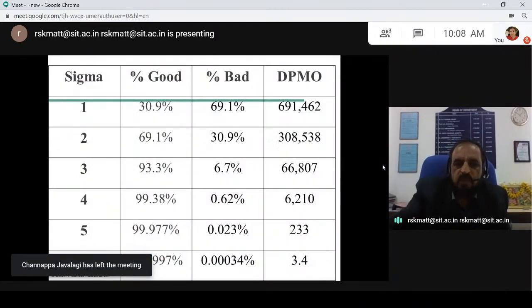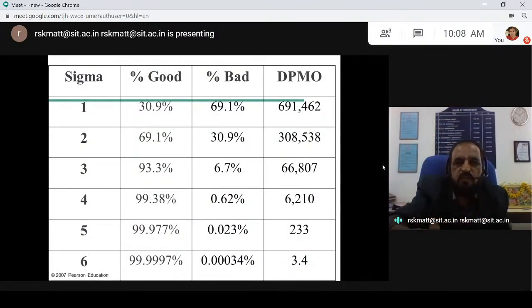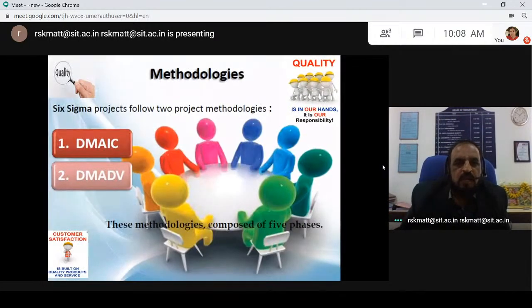These are all things you have already undergone. This table specifies which is good and which is bad, and DPMO you already know. And the methodology: DMAIC and DMADV. These are the two methodologies being used.